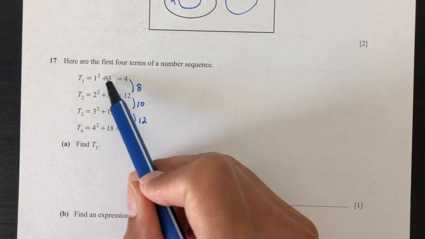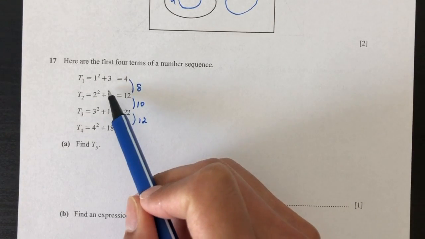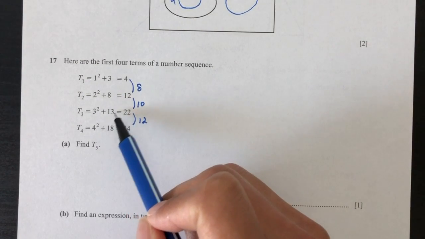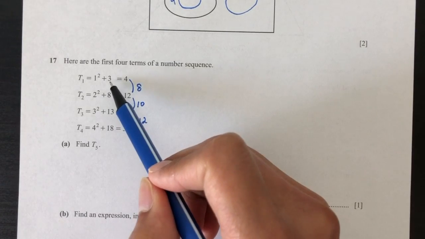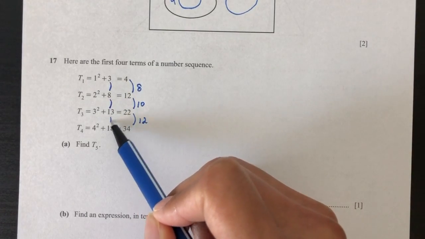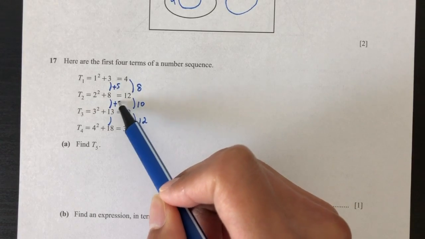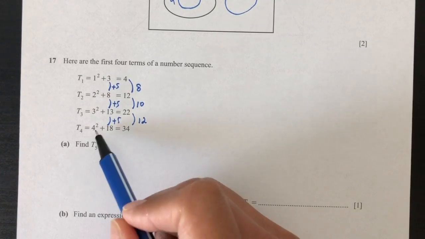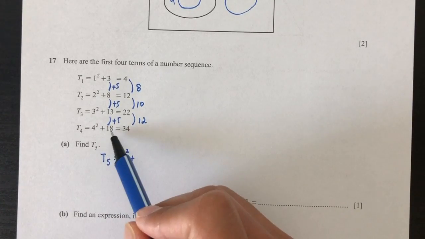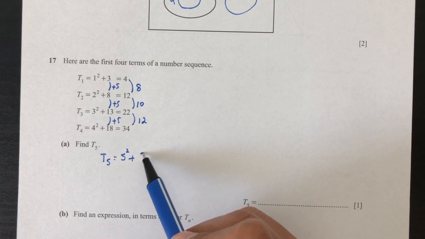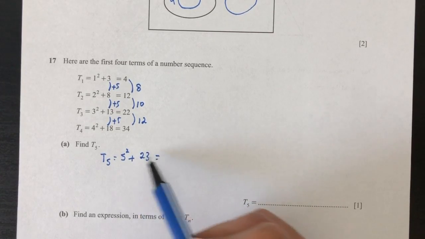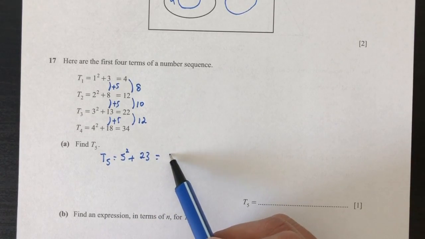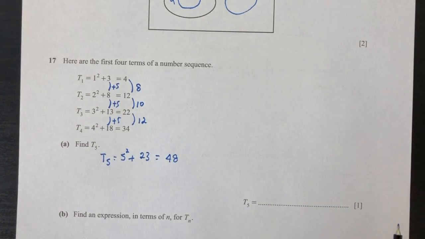So here we have 3. So here we have what? Here we have 8. And here we have 13. Here we have 18. So every time it is increasing by same number, which is 5. So plus 5, and plus 5. So if you were to write T5, you will write T5 equal to, first one is 5 square, plus 5, so 18 plus 5 is equal to 23. That will be what? 25. So you just have to plus 14. That should be 48. That will be your line of T5.